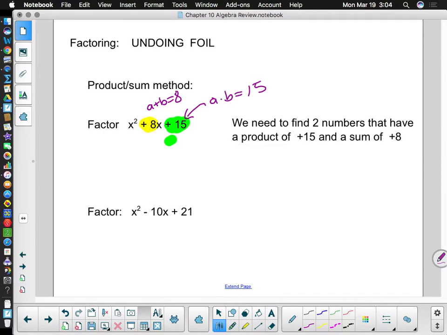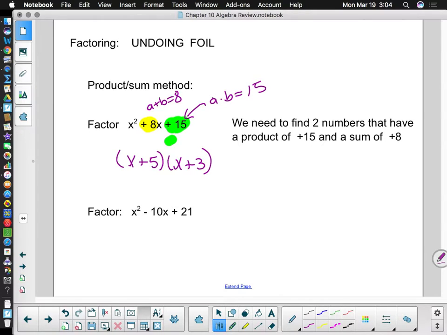Now, they're both positive, which is really nice. They're going to be two positive numbers. Since the product is positive, I know the two numbers have to have the same sign. Since the sum is positive, I know both those signs have to be pluses. And pretty clearly, most of you have probably been screaming in your heads already, it's 5 and 3. You're right. And now we just factor, it's just x plus 5, x plus 3. That's how it factors. It's FOIL backwards.